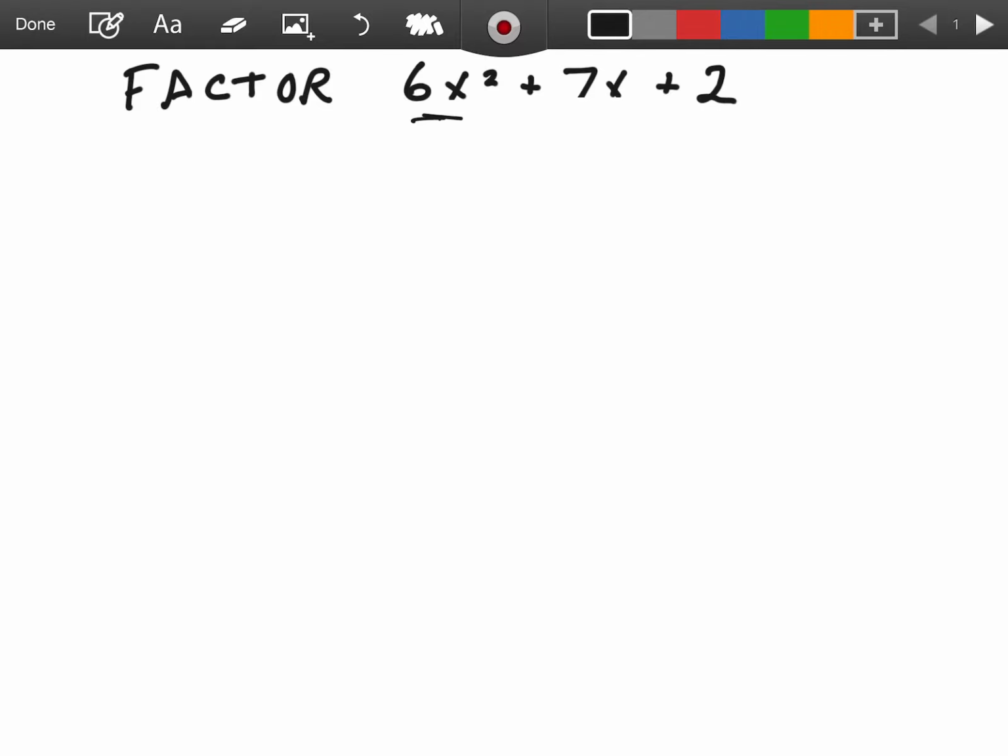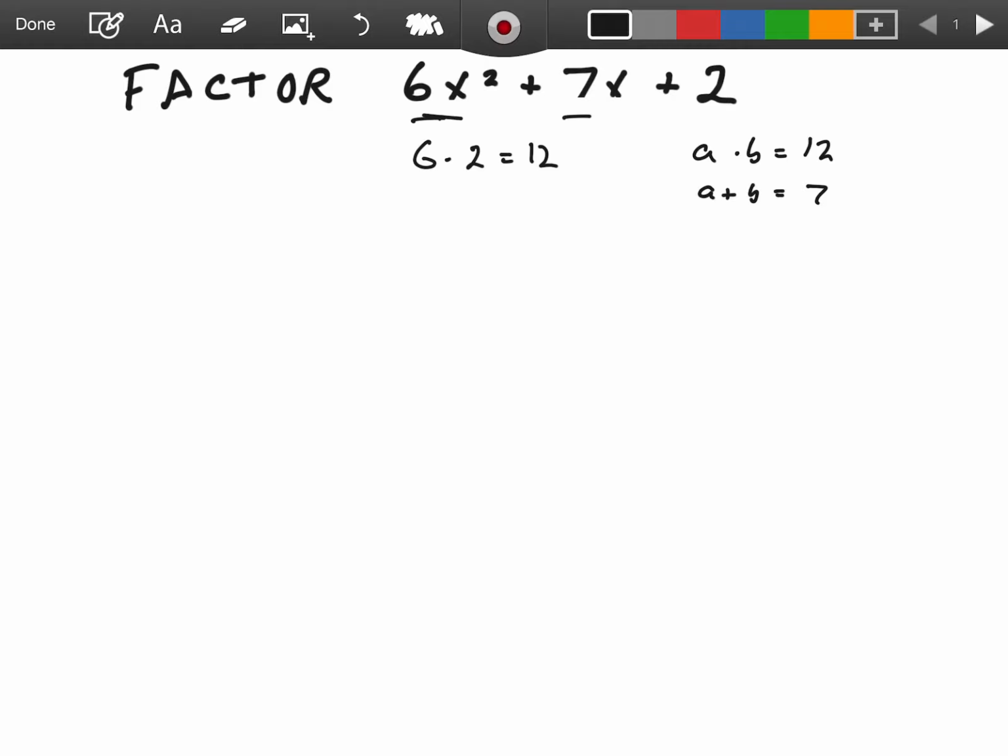So what we want to do is take the first and last numbers, the 6 and the 2, and multiply them. So 6 times 2 is equal to 12. Now I want to find two numbers that when I add them together equal 7, which is the middle term. I'm just going to call them A and B. A times B equals 12, and then A plus B is equal to 7.